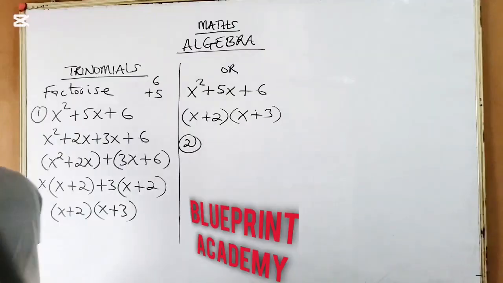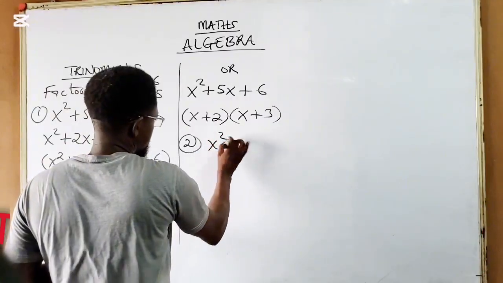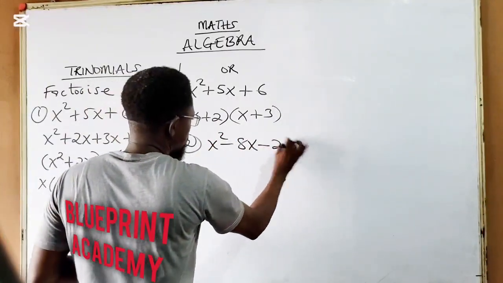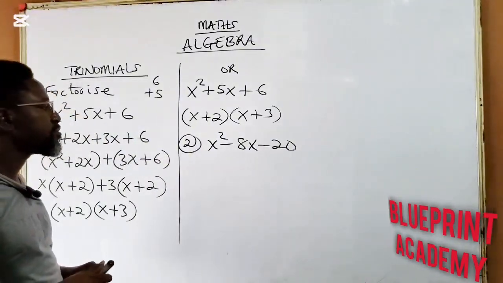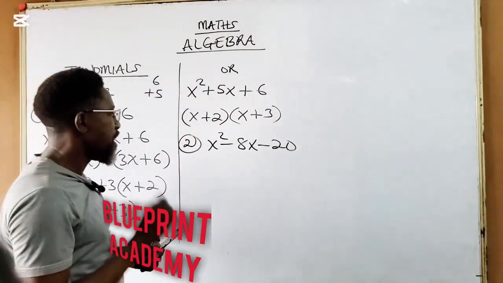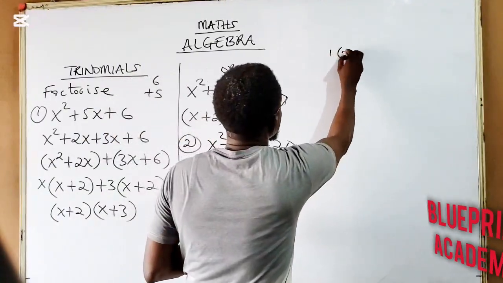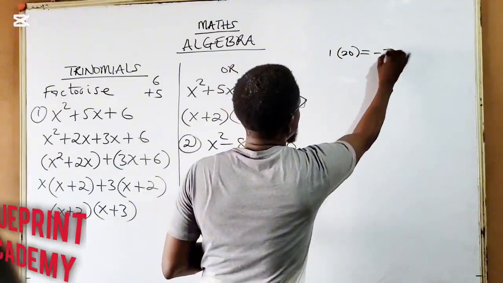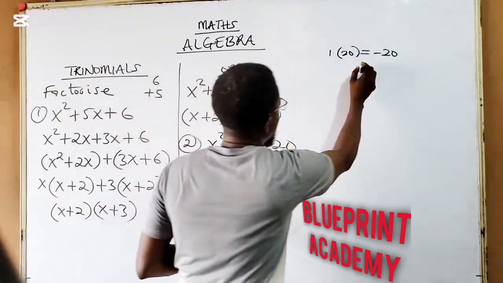Example 2. You have x squared minus 8x minus 20. Let's see how we can factorize this. I use this particular format, the short form this time. Now we multiply 1 times 20. That is minus 20 in this case because of the minus here. Then the middle number here is minus 8.